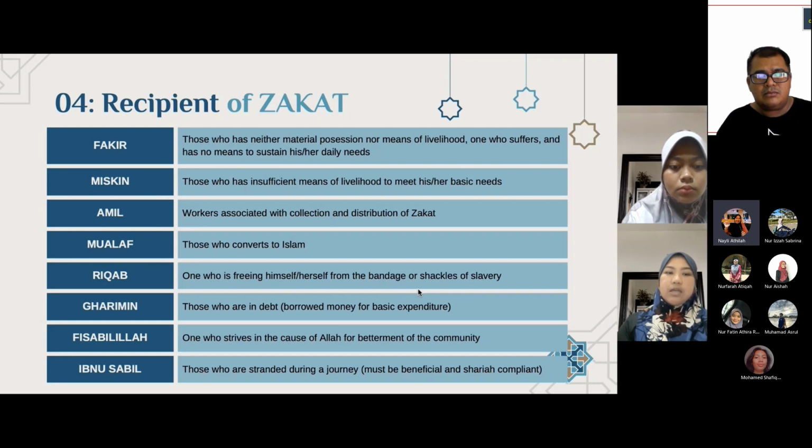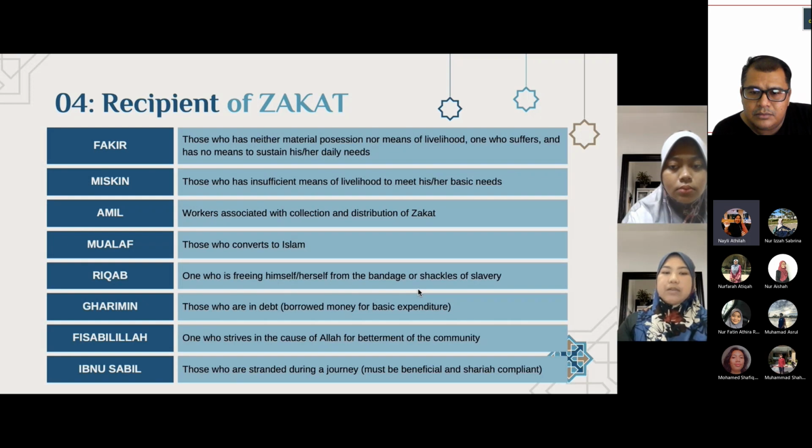And the third category is Amil. Amil is the workers that associated with zakat institution and administer zakat affairs, including collection and distribution of zakat, financial affair, and so on. And next category is Mu'alaf. Mu'alaf is those who converts and recently embraced Islam. Fifth is Riqab. Riqab is a person who wants to free himself from slavery. For example, the person should be given the zakat money so that he may release himself by giving the money to his master. Sixth is Garimin.